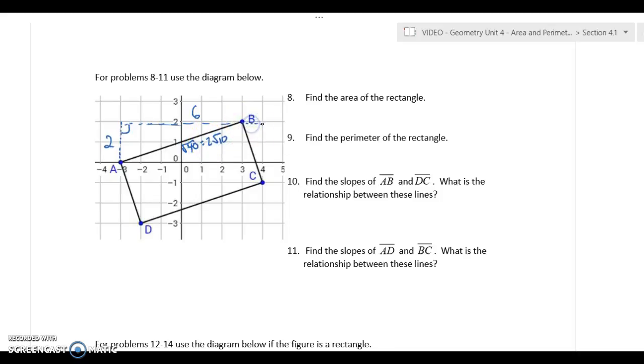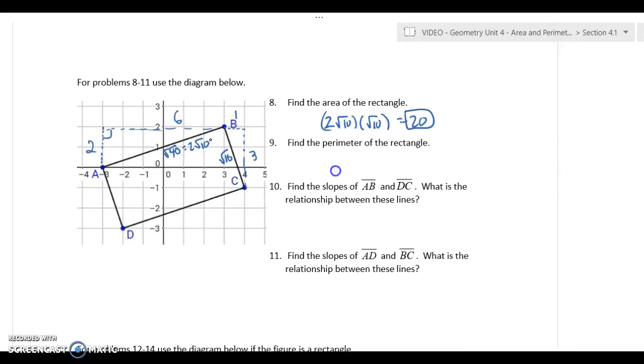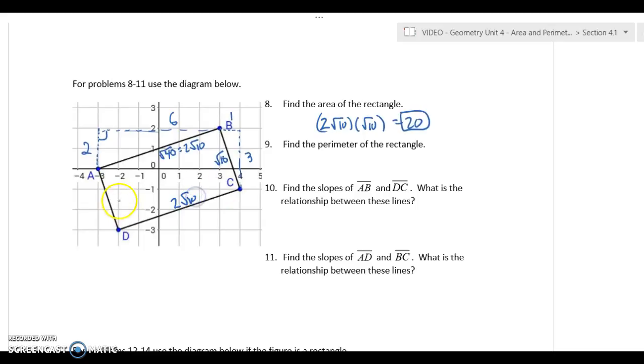I'm going to do the same thing over here for BC, and I have a difference of 1 and 3, and so that is the square root of 10. Finding the area, it's just 2 root 10 times square root of 10, which is 20. Perimeter, we're going to take the 2 root 10 that we have here, we have another 2 root 10 here, we have another root 10 here, and we're going to add those up. So the perimeter is 2 root 10 plus 1 root 10, that's 3, plus another 2, that's 5, plus another 1, that's 6 square root of 10. So that's the perimeter of our rectangle.